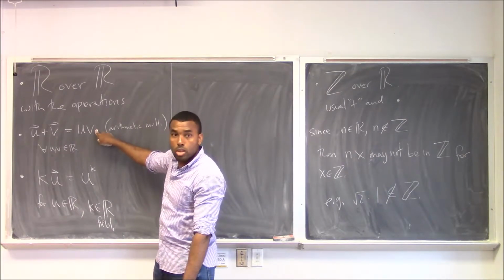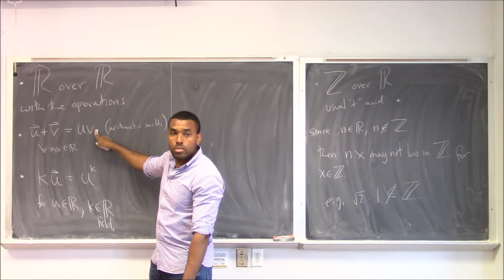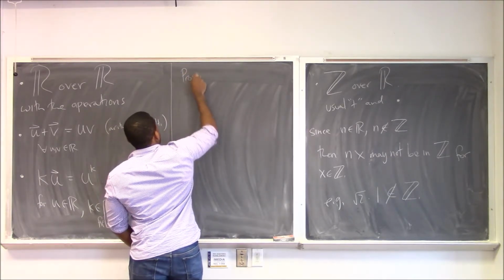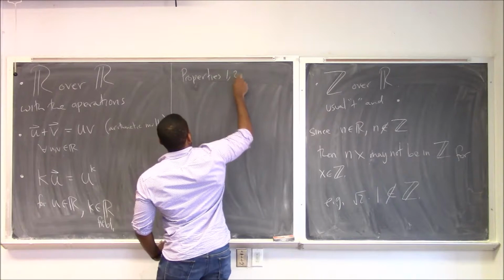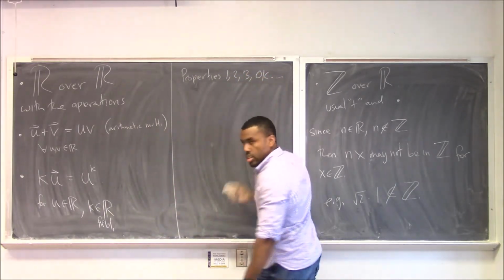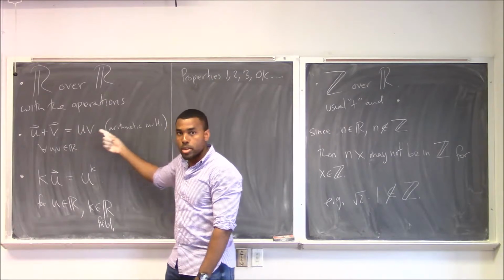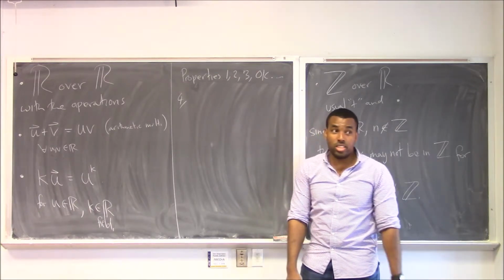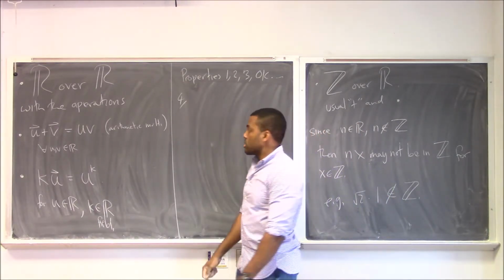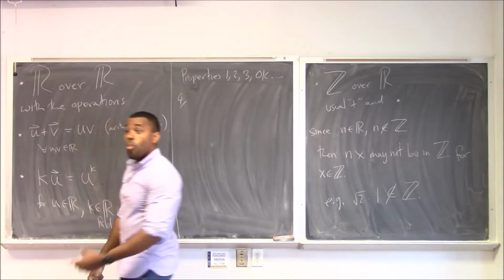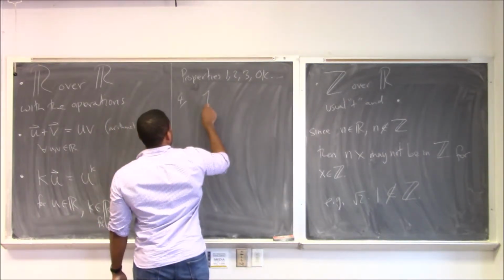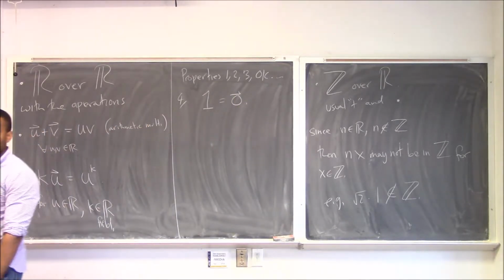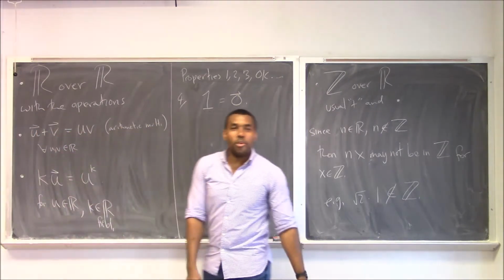What about 0? Who's the 0? Properties 1, 2, 3 are fine, because multiplication has all those properties. But what about property 4? Is there a 0? If it doesn't have a 0, it's not a vector space anymore. 1 is the 0. The real number 1 is our 0 vector. What's the definition of 0?